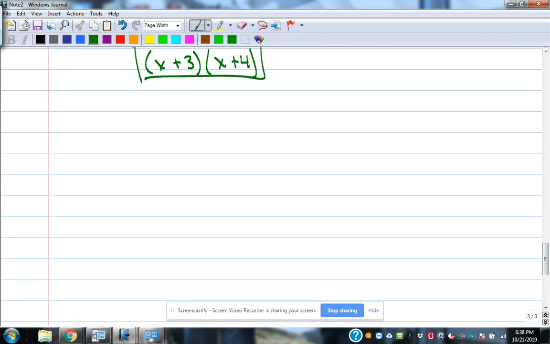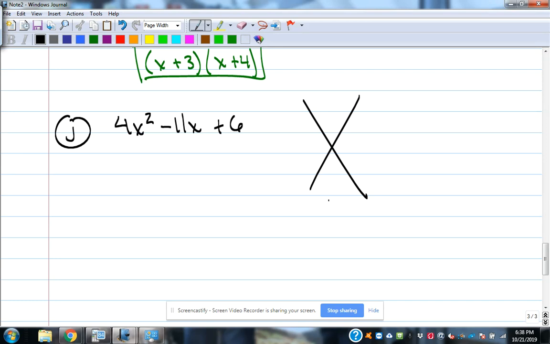Let's look at another one. 4x squared minus 11x plus 6. Is there a GCF? No. So I can go ahead and go to the X method. What number goes in the top of the x this time?